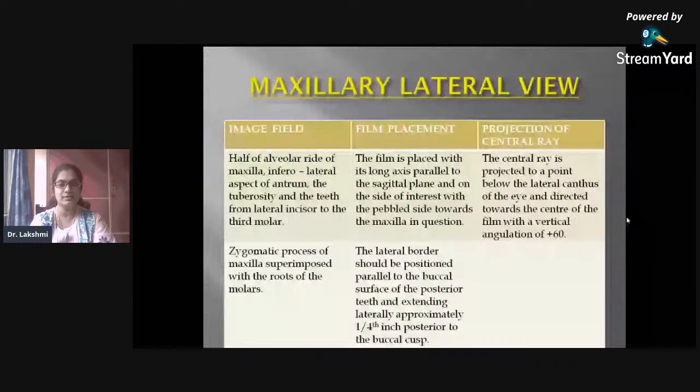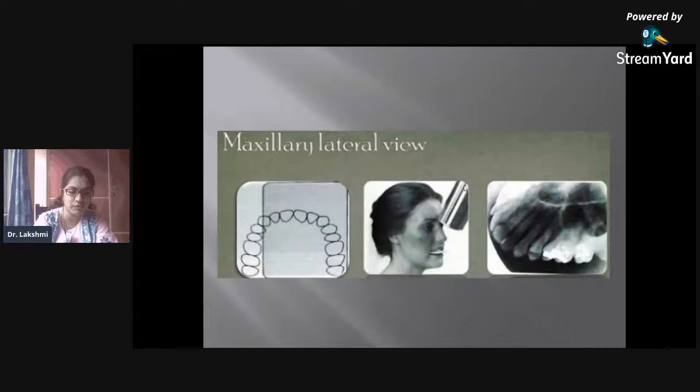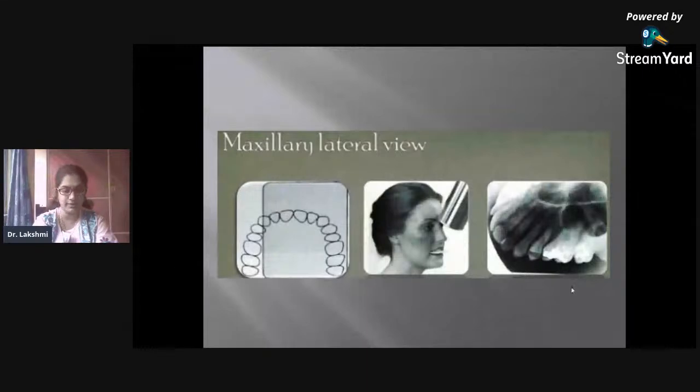Okay, see this one. If this is the arch, the film is placed on this side, that is the side of interest, and then towards the outer canthus of the eye. Can you see this position is a little more on the lateral side, and how it looks is like this. That is a little bit of the canine and posteriorly over here. And this is the zygomatic process, which is superimposed with the roots of the first and second molars here. And this is the inverted Y line of Ennis also, which is vaguely seen in this one.